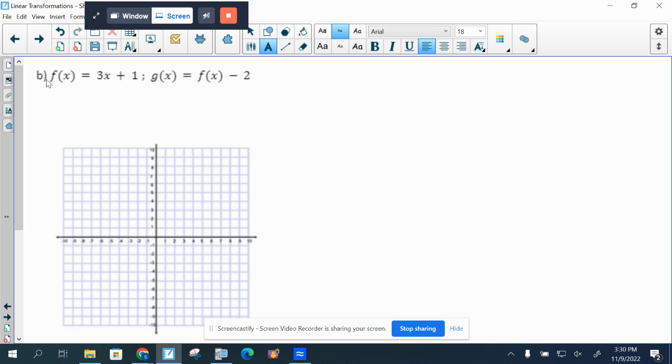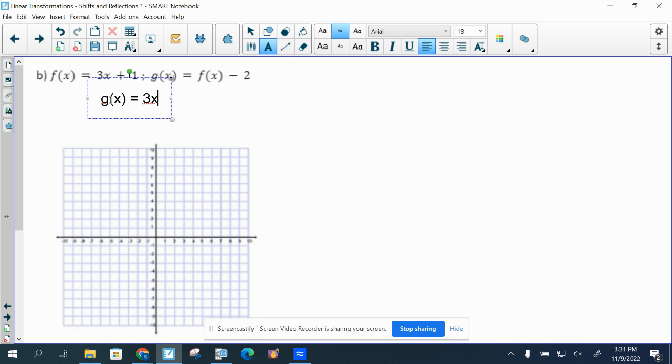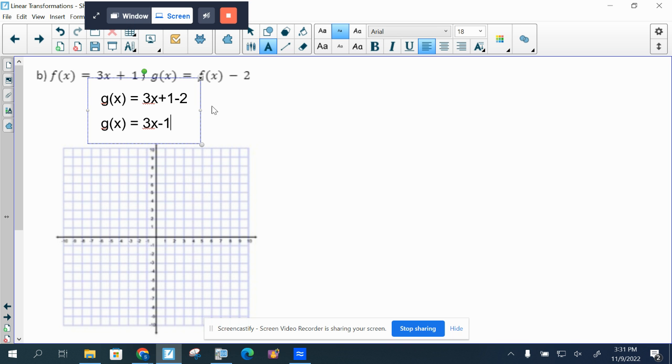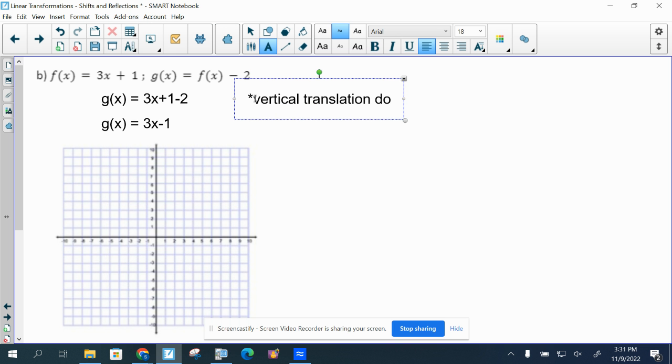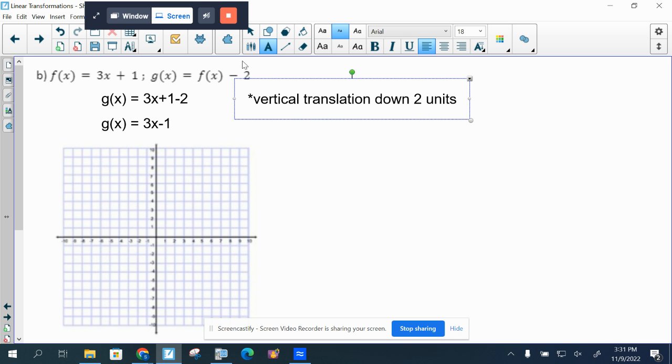All right, and then for part B, 3x plus 1, f of x minus 2. So g of x will be 3x plus 1 minus 2. So this would be 3x. 1 minus 2 is negative 1. So 3x minus 1. I will let you graph both of these, and then for the description, write that this is a vertical translation or shift down because it's minus 2 units.